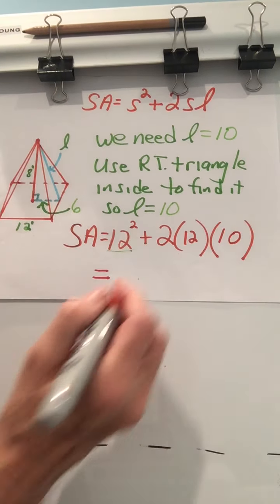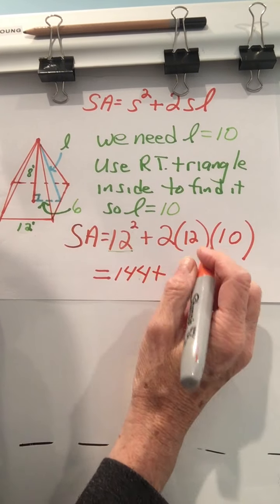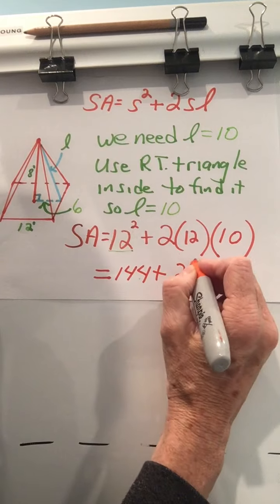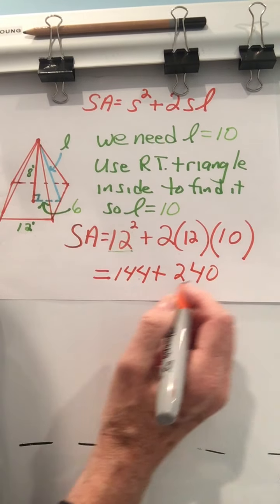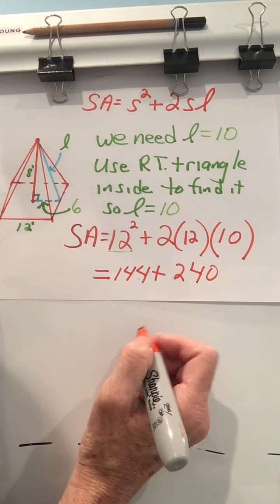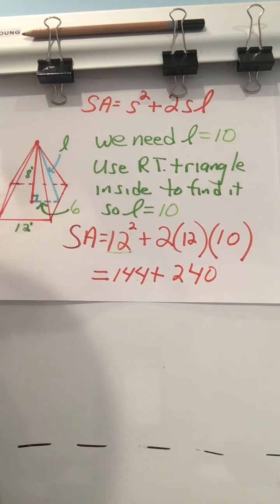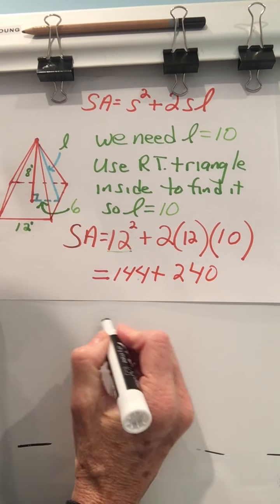All right, so 12 squared is 144 plus 24 times 10 is 240, because you just have to add a 0 at the end. And so our surface area is going to be 384 square feet.